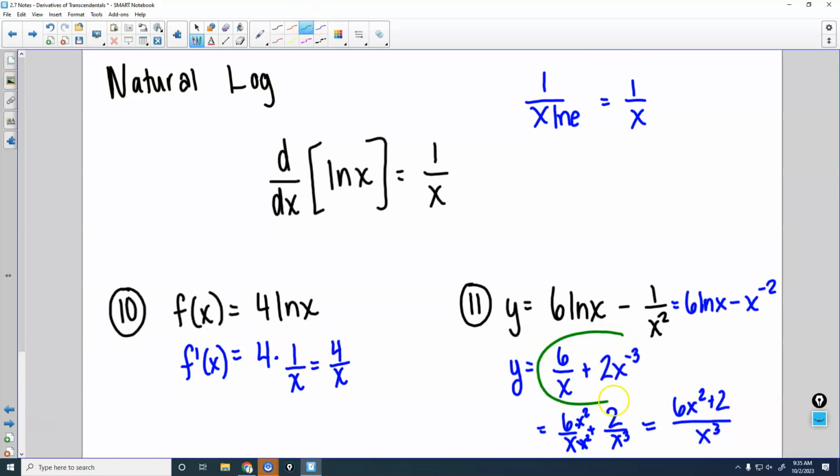Again, FRQ, stop as soon as you've taken the derivative. You don't have to simplify it. Multiple choice, it might look something like this. Okay, questions?